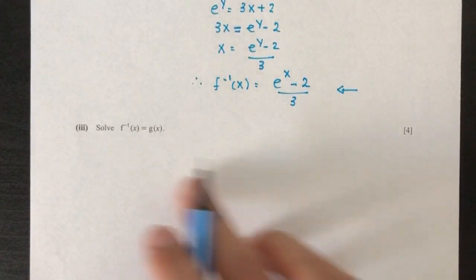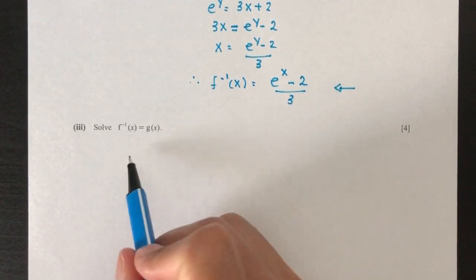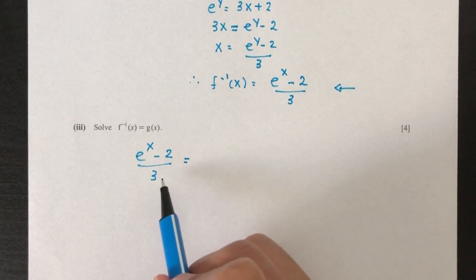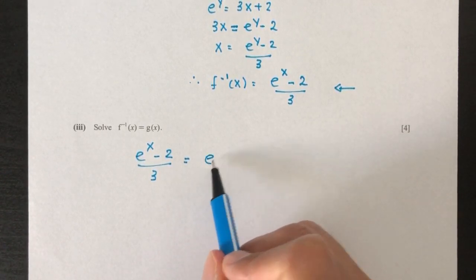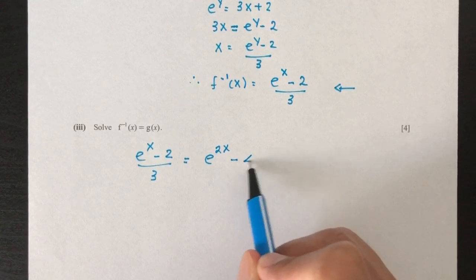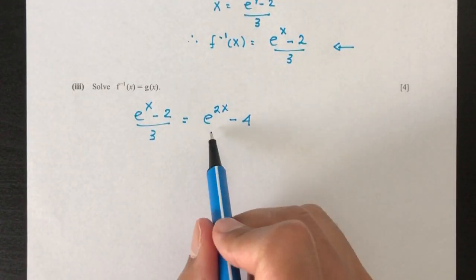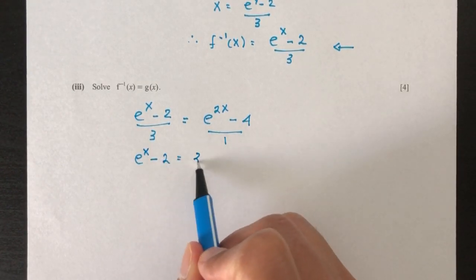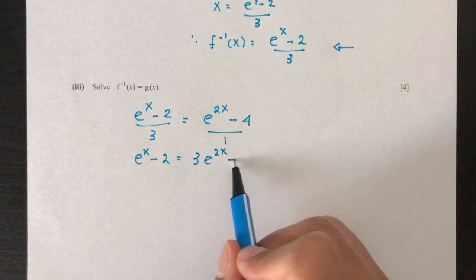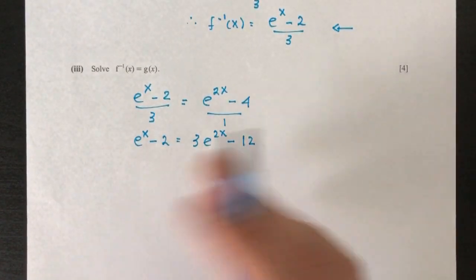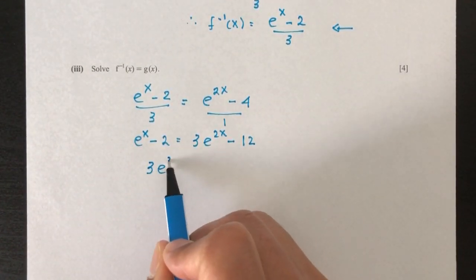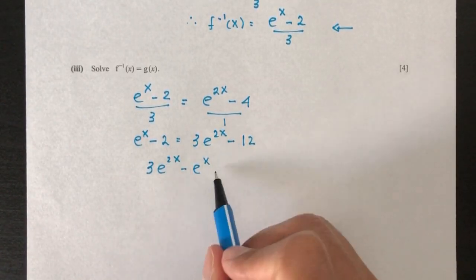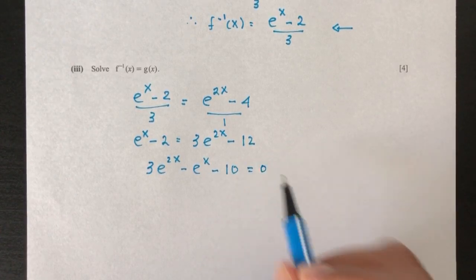Okay, so next one will be this one. Solve this equation. You will have f inverse, (e^x minus 2) over 3, equal to g of x, which is given to you as e^(2x) minus 4. Now the next step is to cross multiply. You will have e^x minus 2 is equal to 3e^(2x) minus 12. Let's bring everything to one side. You will have 3e^(2x) minus e^x minus 12 plus 2, minus 10, equal to 0.